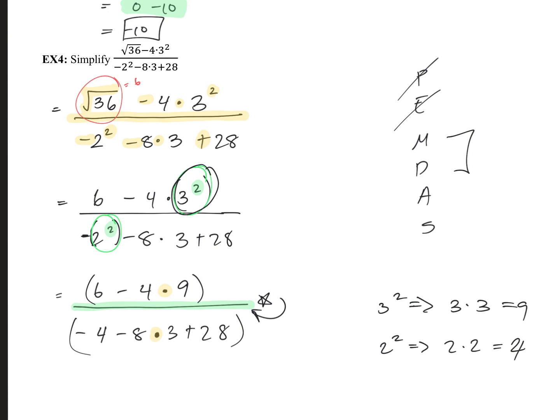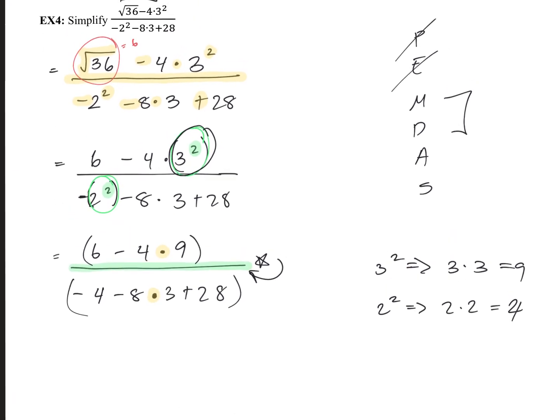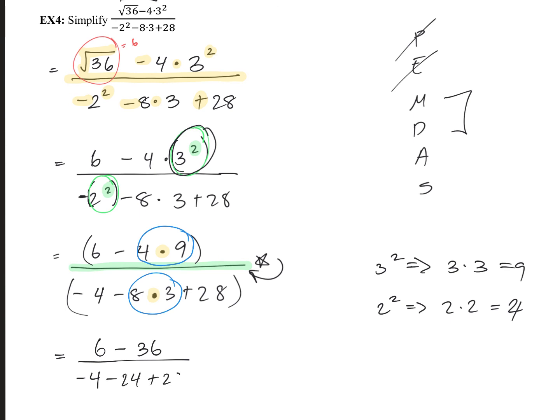Okay, so let's go ahead and do the multiplication. So that's 4 times 9. Let me just highlight that. 4 times 9 and 8 times 3. So that'll be 6 minus, 4 times 9, what is that going to be? 36, all over, and then copying everything else down. 8 times 3 is 24, plus 28.